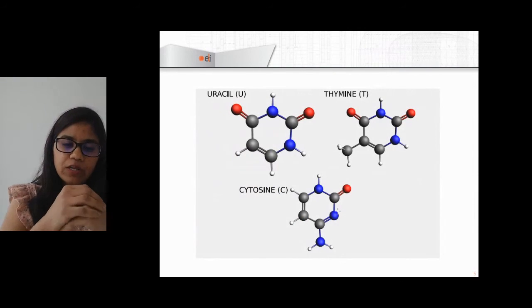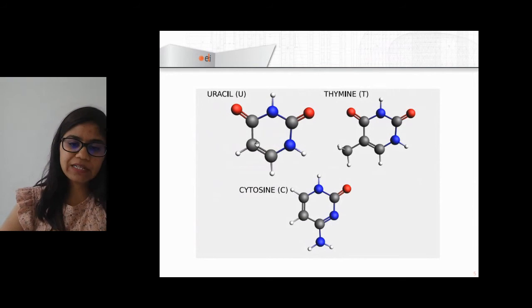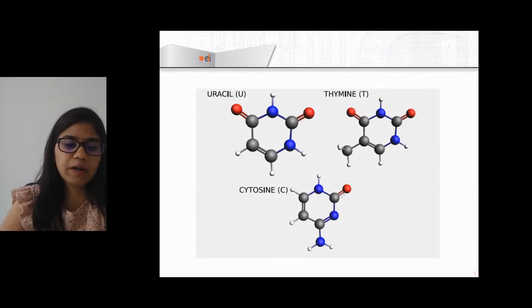Which are the prototype molecules we have used for this work? So we have selected 3 molecules, uracil, thymine, and cytosine. These 3 molecules are very important for our biological system because they are building block elements for our DNA and RNA. Uracil is present only in RNA, thymine only in DNA, and cytosine is present in both.